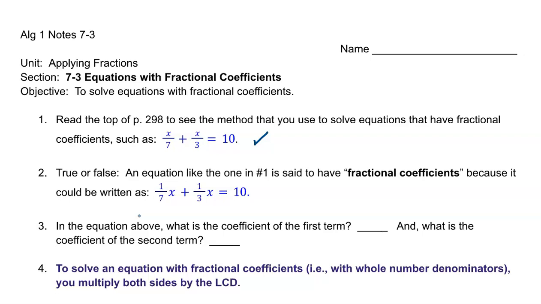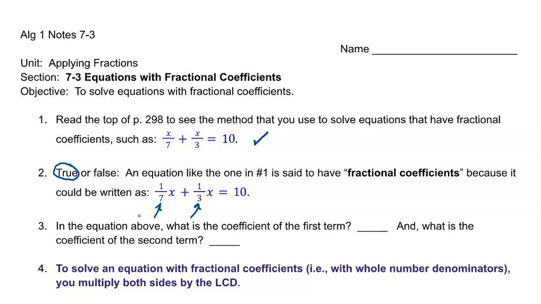Number 2, true or false? An equation like the one in number 1 is said to have fractional coefficients because it could be written as 1/7 x plus 1/3 x is equal to 10, where the coefficient of x is this fraction and the coefficient on the other x is this fraction. This is true.